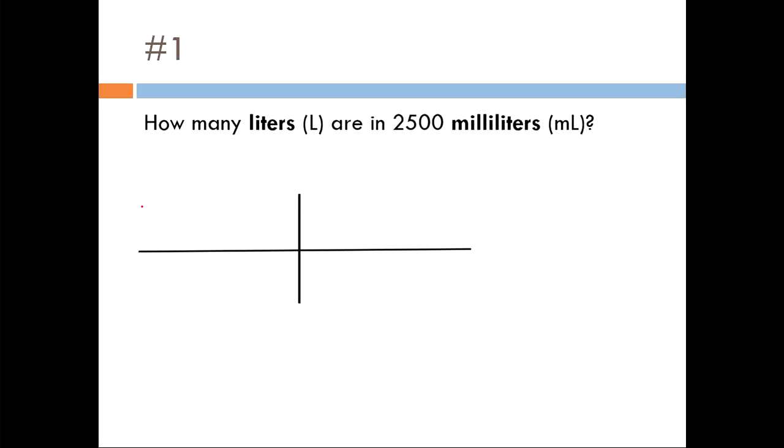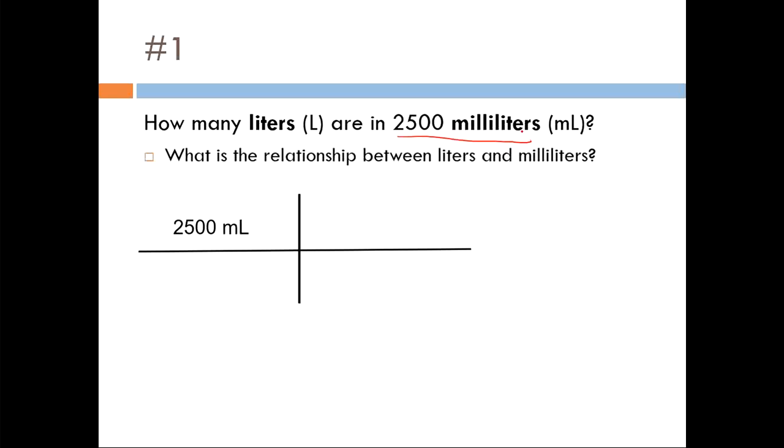So you start in the top left corner with the number that you are given in the problem. So what number are we given? We're given 2,500 milliliters. So that's what I write in the top left corner of my fence. Now the next thing I want to think about is, what is the relationship or what is the conversion factor between liters and milliliters? If you need to refer to your notes, please do. But the conversion factor here is that 1 liter is equal to 1,000 milliliters.